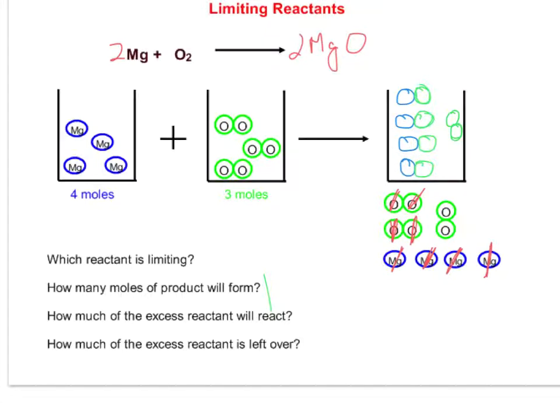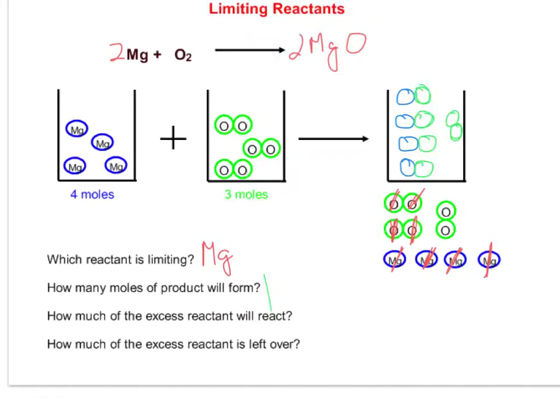So what is my limiting reactant in this case? My limiting reactant would be magnesium because it ran out first, even though I had more of it. I had 4 moles of magnesium and only 3 moles of oxygen, but yet magnesium was my limiting reactant because it ran out first. I have extra of the O2.